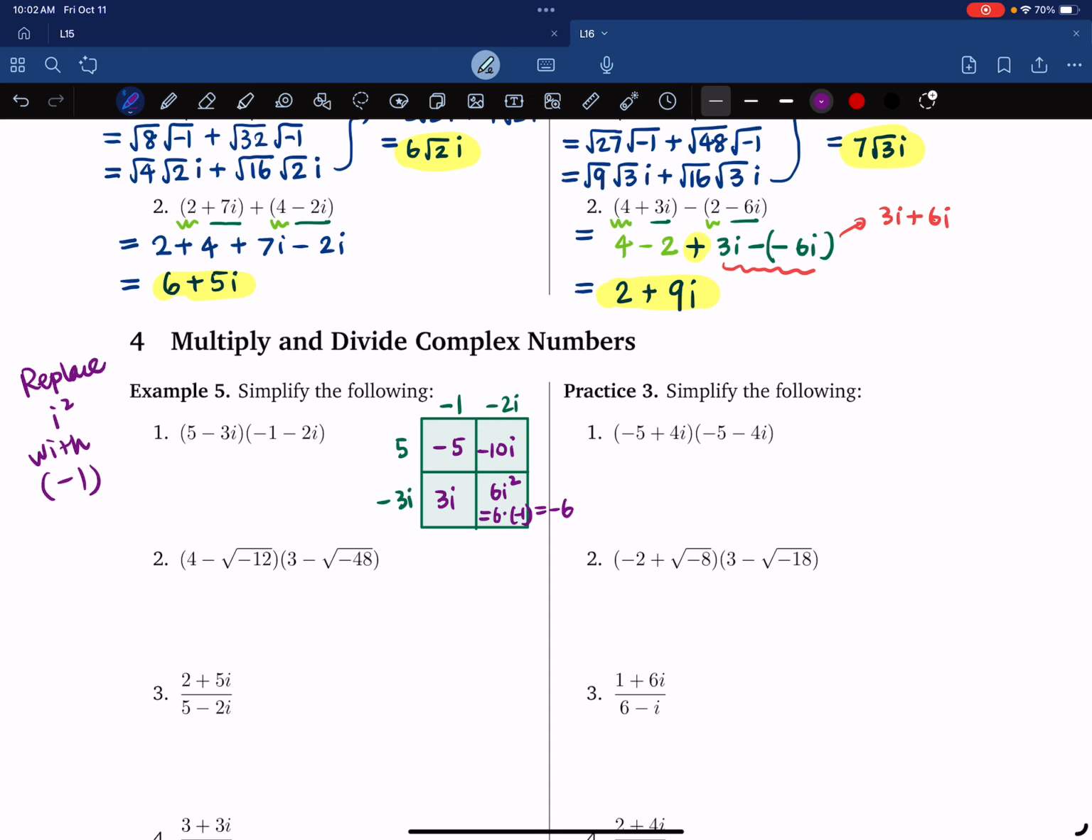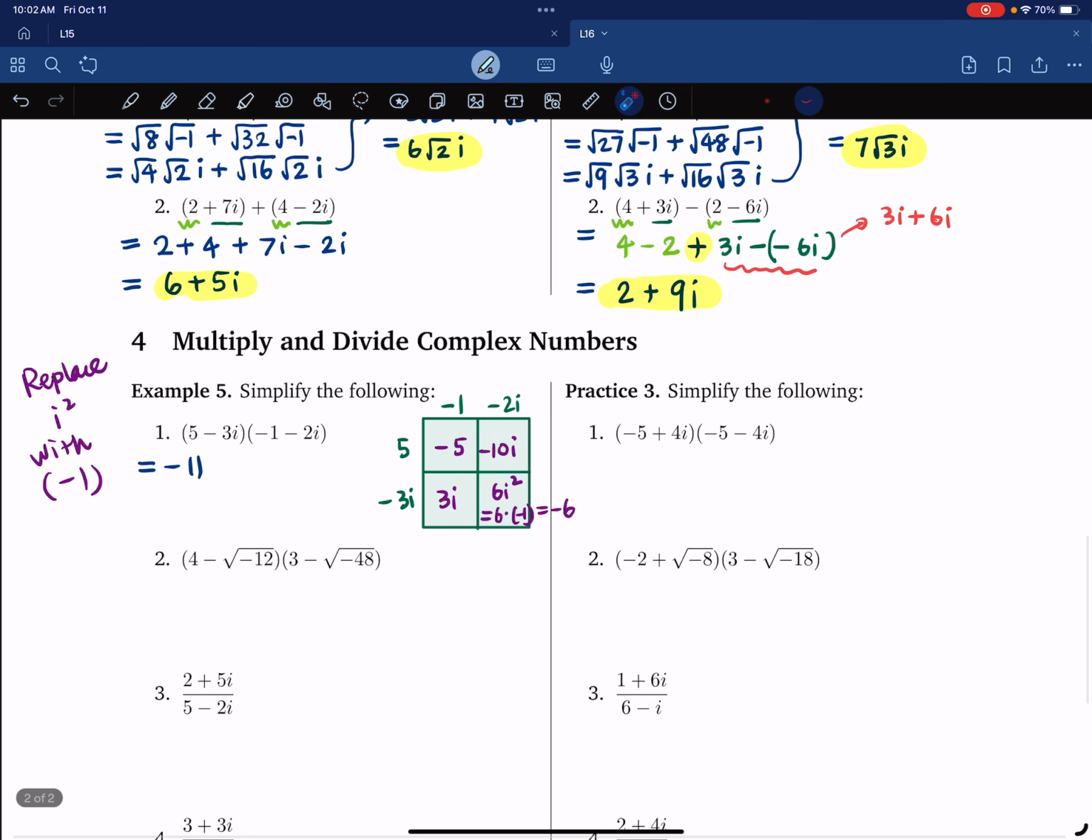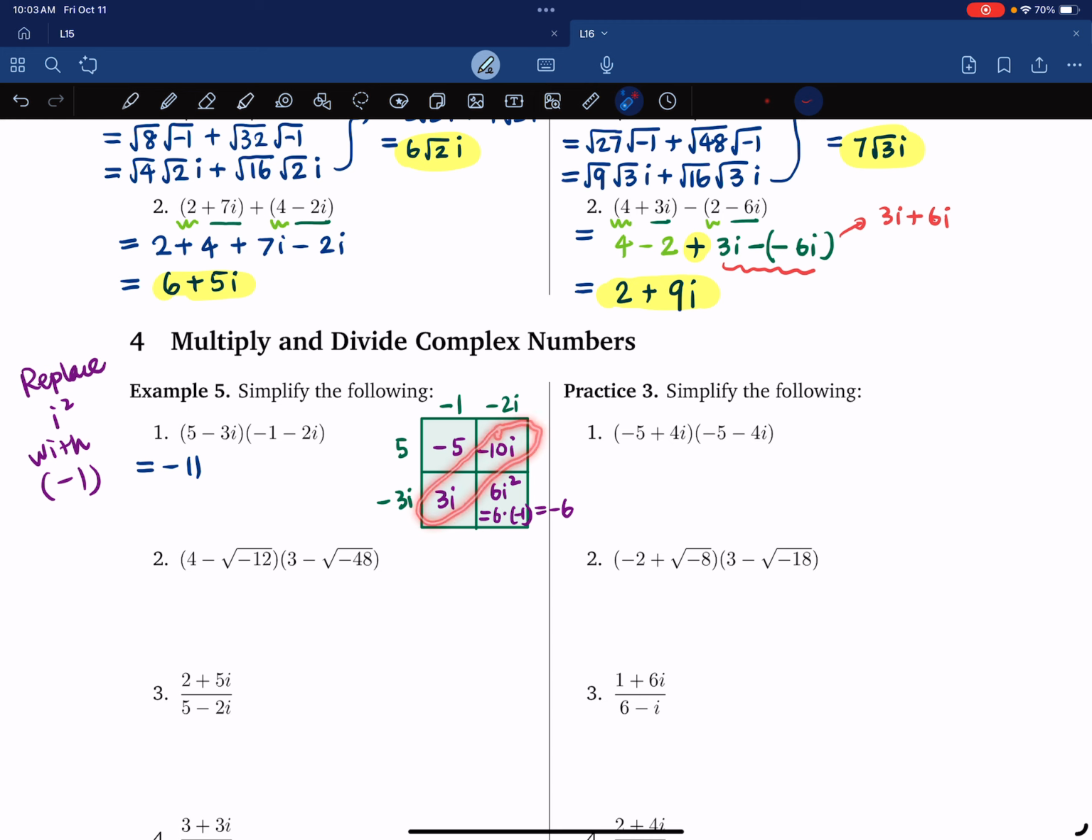And after that, we're going to add all of them. So now I'm going to say equals, and I look at my box. I add all of the numbers. And the way you add it will be do it diagonally because -5, -6, these are real. You could add them. That will give me -11. Feel free to use your calculator. And then the other diagonal, these two are the imaginary part. It's -10i plus 3i, so that's -7i. And we're done. Let's highlight this.